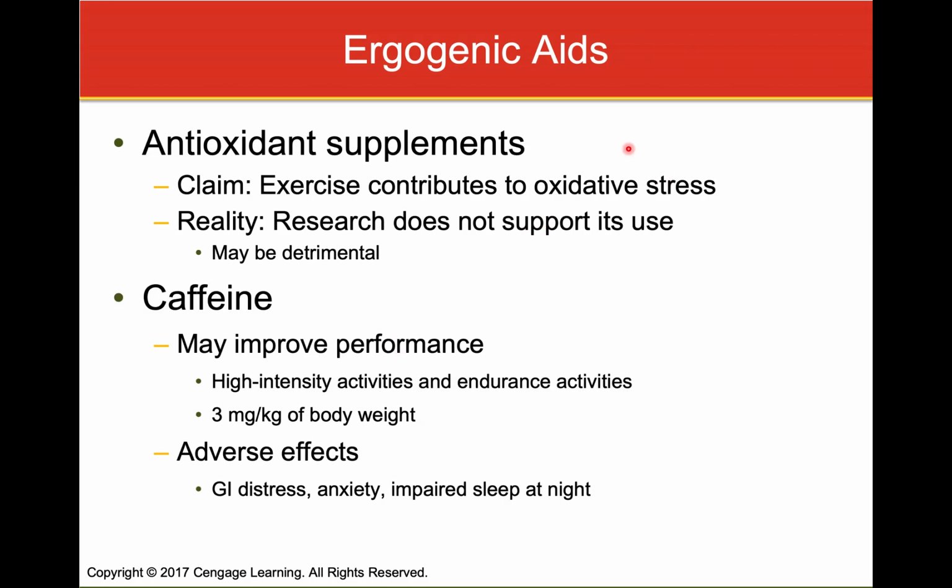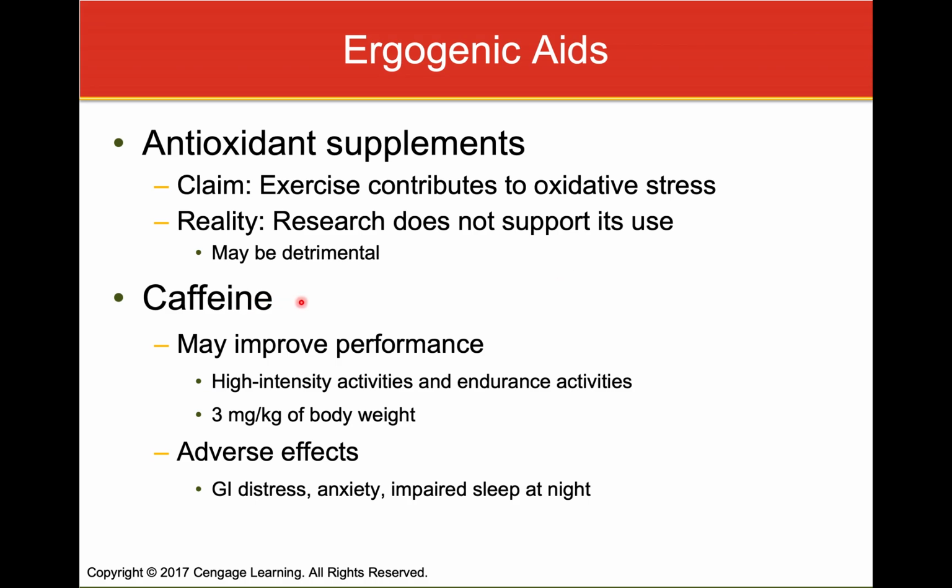So we're just going to go through a couple different ergogenic aids. The first one is antioxidant supplements. So when we exercise, we actually lead to increased production of free radicals, which we have learned in this course can contribute to oxidative stress, which is not a good thing. So the claim is if exercise contributes to increased oxidative stress, then we need to take antioxidant supplements to offset that. Well, the research does not support its use, and some research actually suggests that it could be detrimental to our recovery. So this is not something that's recommended. Our antioxidant needs can be met by food alone.